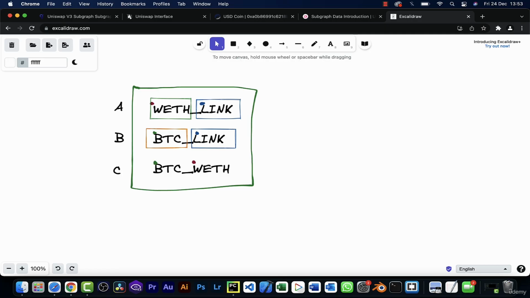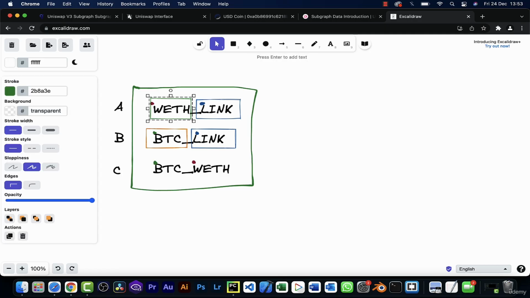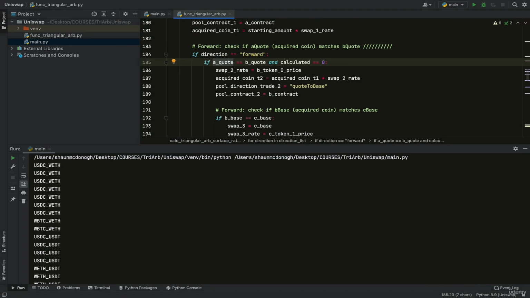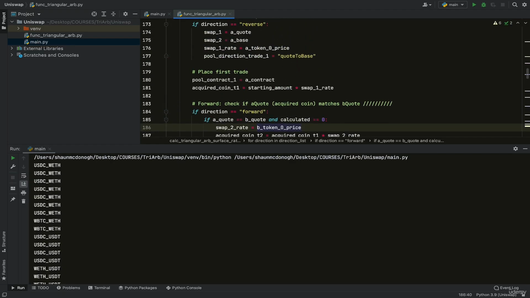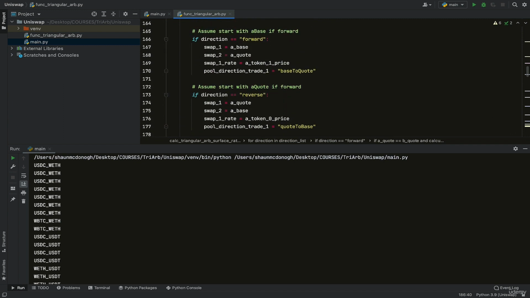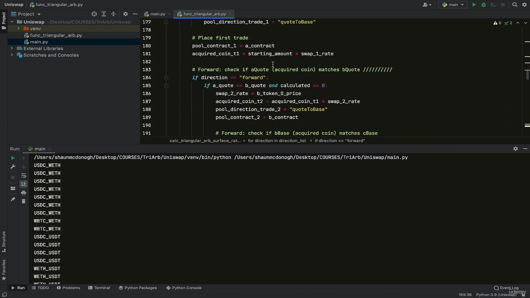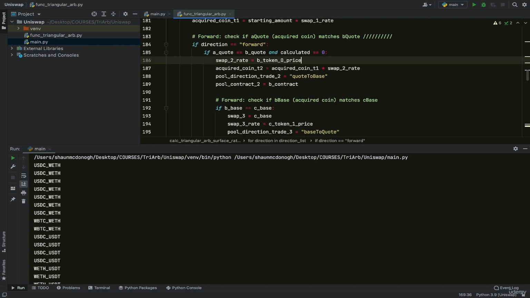So what I'm saying is, if I'm starting with WETH, then it's inferred that when I exchange that, I'm getting LINK. If LINK is on the quote side of pair B, then I'm inferred to be getting Bitcoin. So that's what's happening over here. You can see now it's taking the token 0 price. If we're dealing with a quote, we're taking the 0 price. If we're dealing with a base, we're taking the token 1 price. And those prices, as we've just discussed, are already inverted, which is really, really helpful. And the pull direction is going to be quote to base, right? So we're going from the quote to the base side.